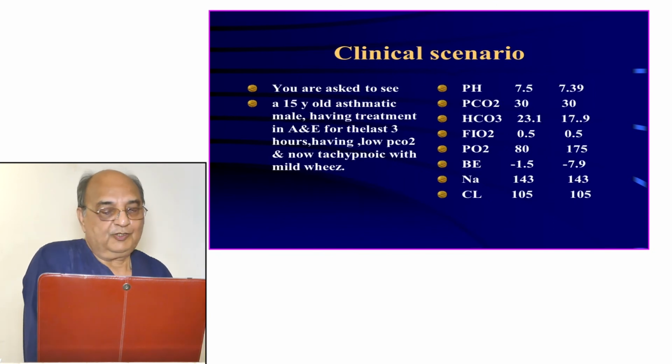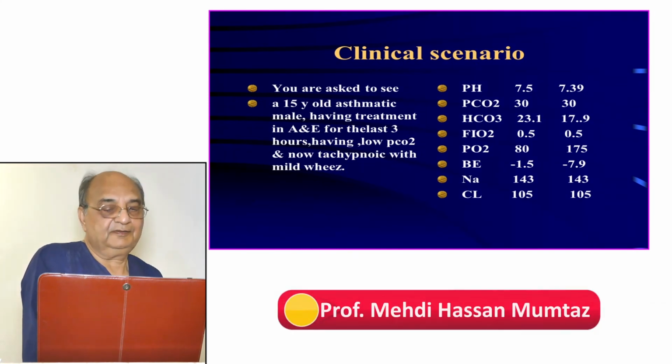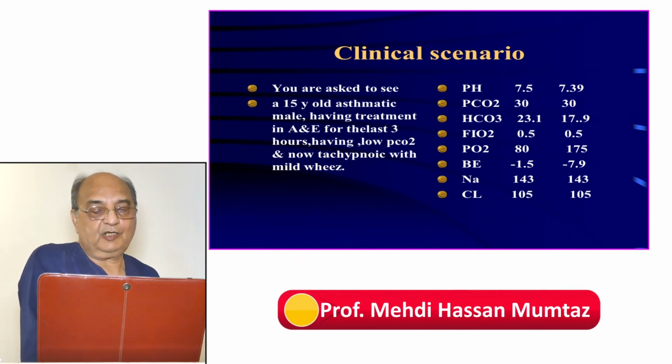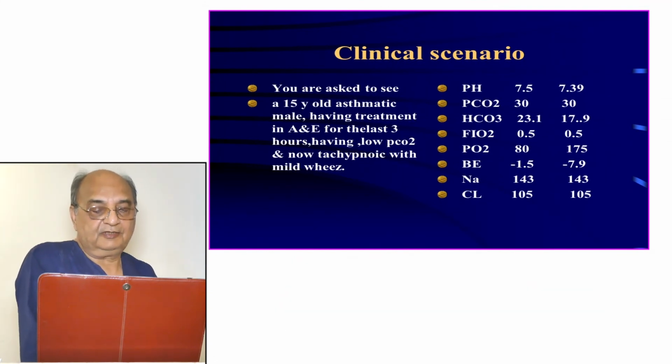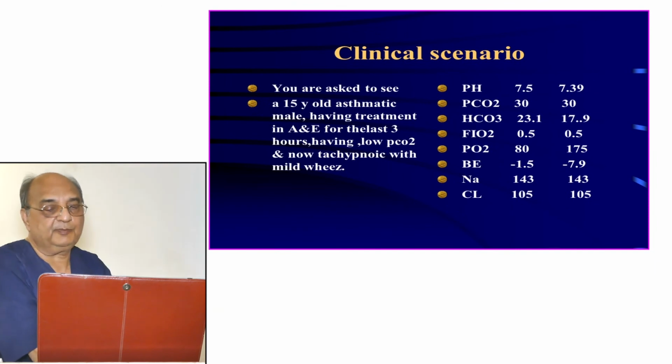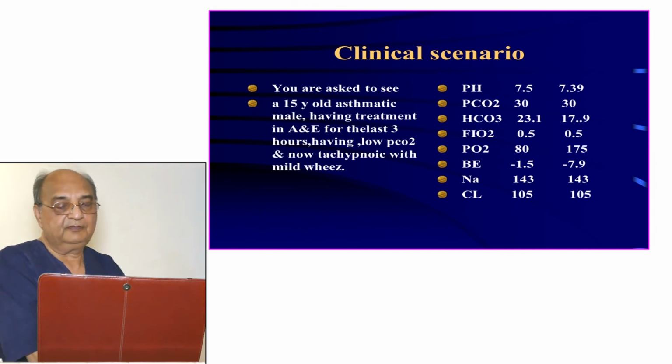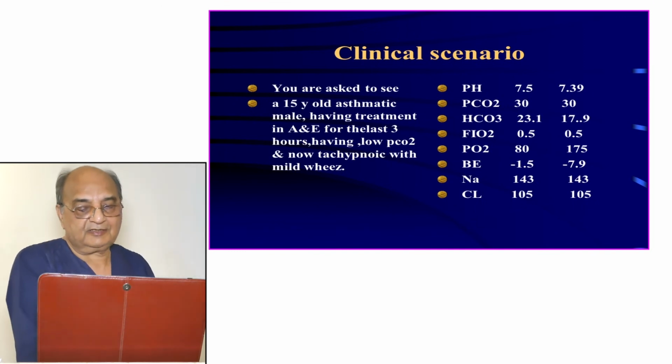Okay? You are asked to see a 15-year-old asthmatic male having treatment in accident and emergency for the last 3 hours, having low PCO2, and now tachypnoeic with mild wheeze. Right? pH is 7.5, PCO2 is 30, bicarbonate 23.1, FiO2 0.5, PO2 80, base excess minus 1.5, sodium 143, chloride 105.